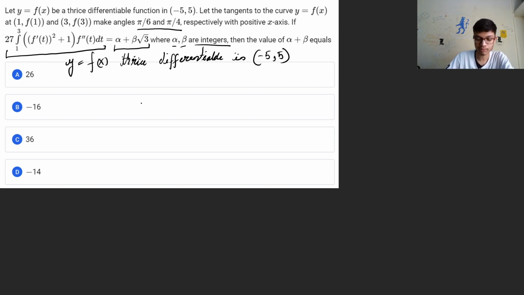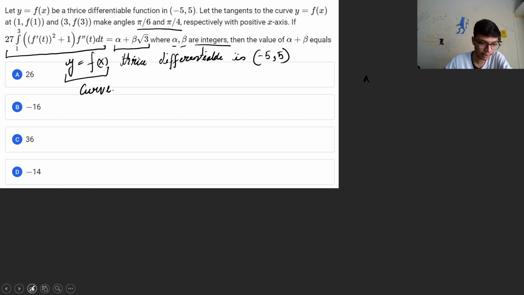So quite an interesting problem. Let us understand what this particular problem has to say. Now this is the curve. It is saying that the tangent at point 1 comma f of 1 and the tangent at 3 comma f of 3 actually make an angle pi by 6 and pi by 4 respectively with the positive x-axis. That means it is basically talking about the slope.